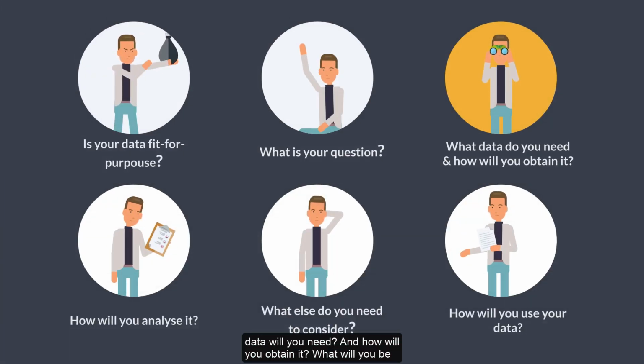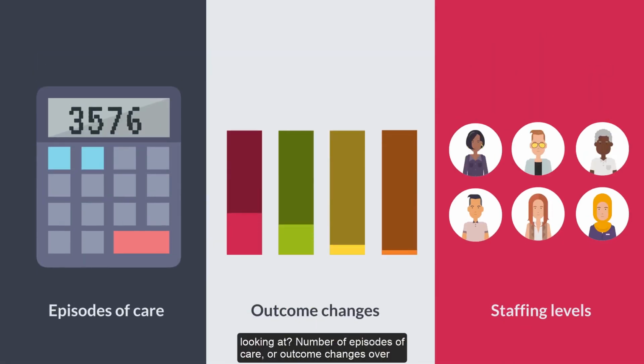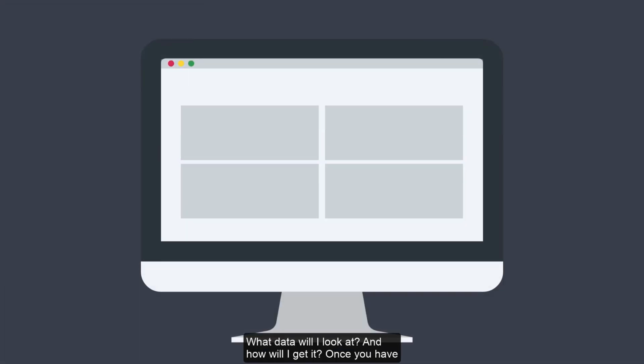What data will you need and how will you obtain it? What will you be looking at? Number of episodes of care or outcome changes over time, staffing levels. It may be worth making a simple table. What data will I look at and how will I get it?